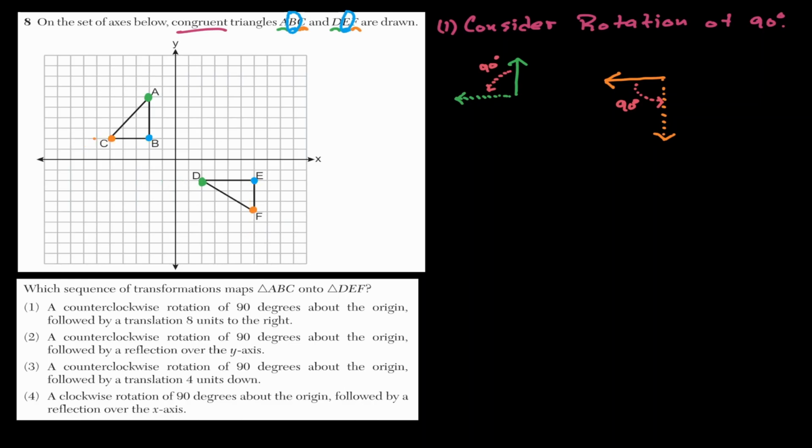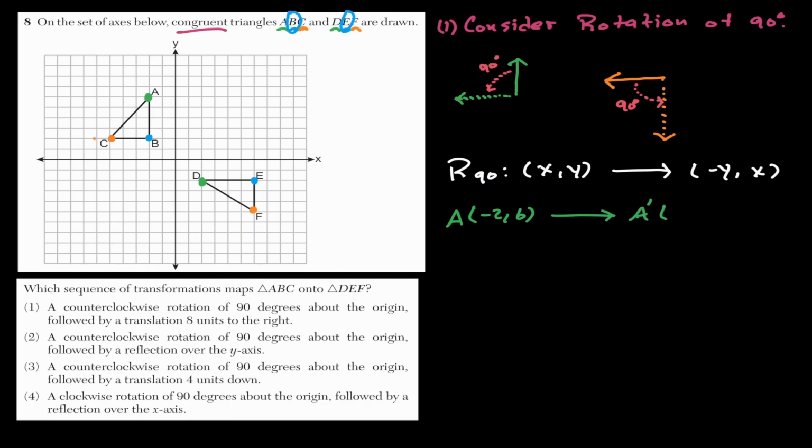But let's remember our rule for rotation of 90 degrees. If we are being given any coordinate point x, y, after the rotation, it becomes negative y, x. So the original point that we were given of A had a location at negative 2, 6. So after our rotation, A prime is going to end up at negative 6, negative 2. Let's place that in our diagram. So here we have A prime.